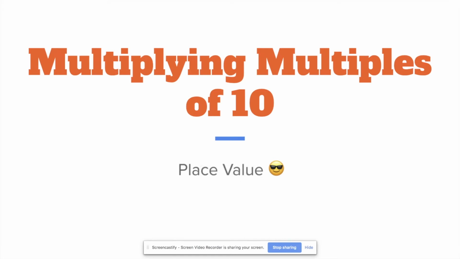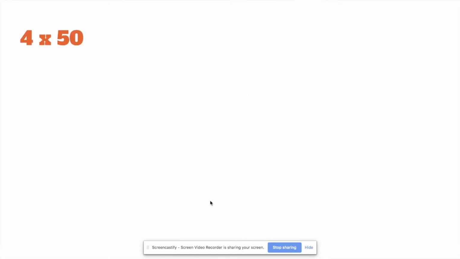Multiplying multiples of 10. We're going to use place value to do it. 4 times 50. Whoa, okay. So we're multiplying a single digit number by a multiple of 10. Don't worry, it's going to be easy.